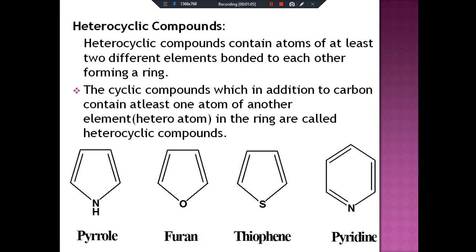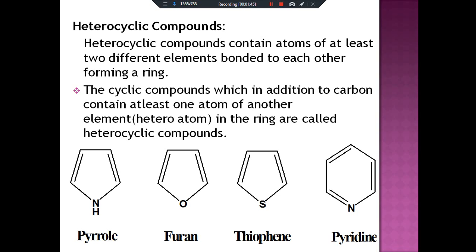These are the compounds that contain atoms of two different elements bonded to each other while forming a ring. That means in case of a heterocyclic compound, the ring contains at least two different elements. Generally, carbon is the one element and the other elements are heteroatoms like nitrogen, oxygen, sulfur, etc. For example, go through the following examples.